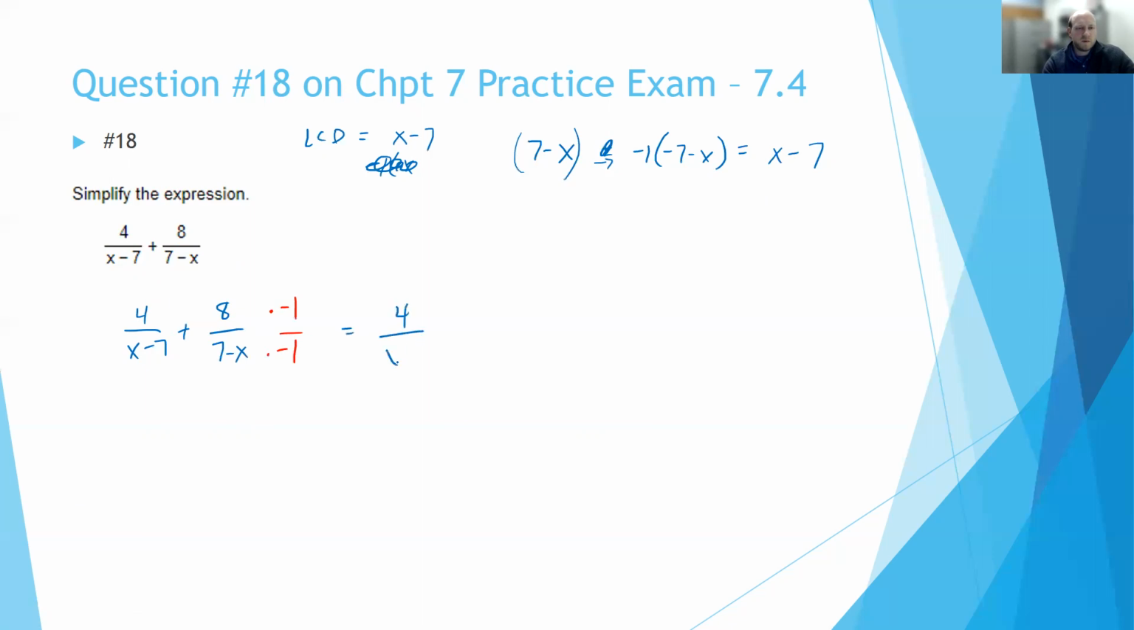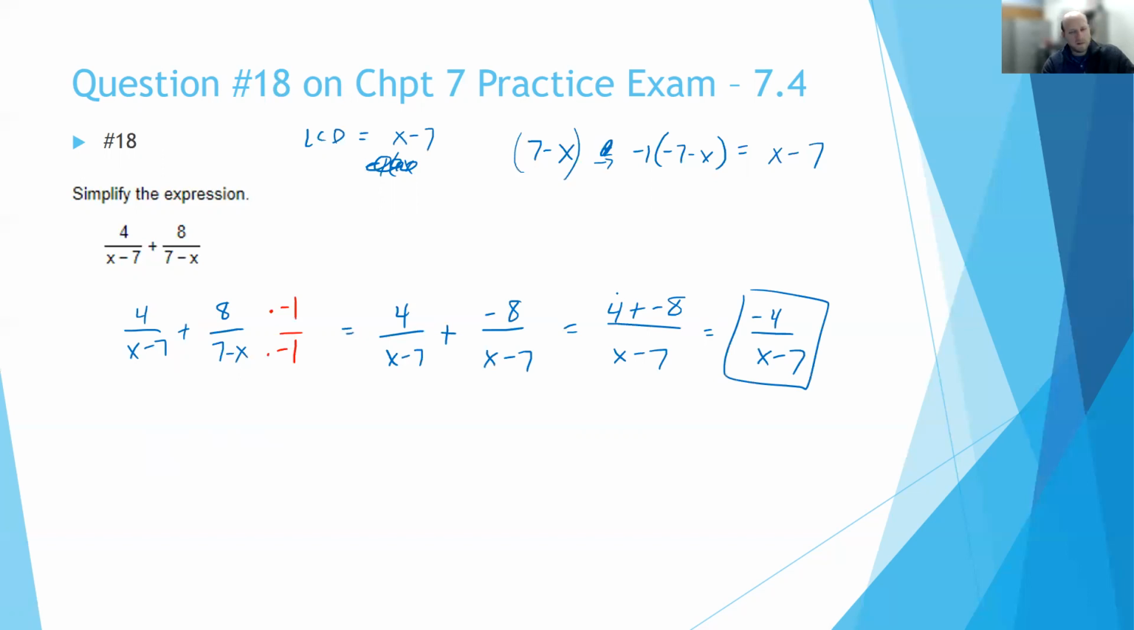So this is going to be 4/x minus 7. Now let's multiply this one by -1. So this is -8 over, again, x minus 7. I just rearranged it, right? Because 7 times -1 when I distribute is -7, so that sign is the same. -x times -1 is a positive x. So now I have 4 plus -8 over x minus 7, and that is equal to -4 over x minus 7. And that's the answer.